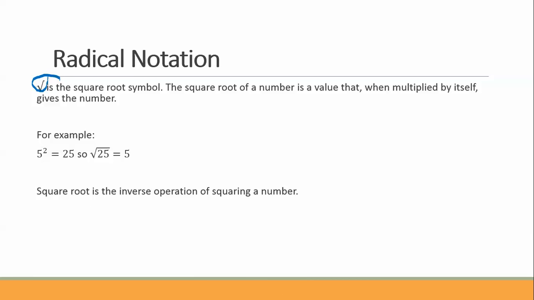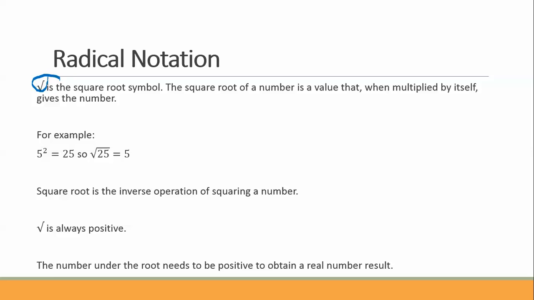The square root operation is the inverse operation of squaring a number. The square root is always positive, and the number under the root needs to be positive to obtain a real number result. Remember when we were first talking, we had the square root of -1 is equal to i. That's an imaginary number, and that only works for square roots of negative numbers. In general, we want real number results, so what's under the root needs to be positive.